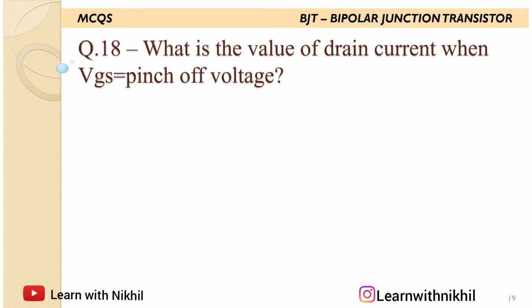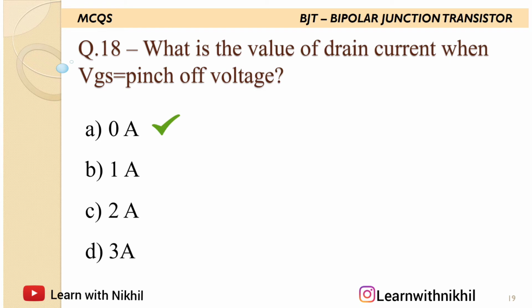Next question. What is the value of drain current when VGS is equal to pinch off voltage? A. 0 amperes. B. 1 ampere. C. 2 amperes. D. 3 amperes. So as you know, when VGS is equal to pinch off voltage, it is on the x-axis. So the answer is 0 amperes.